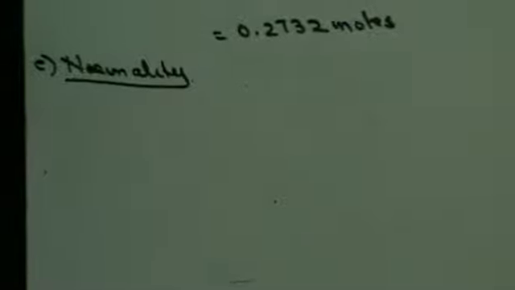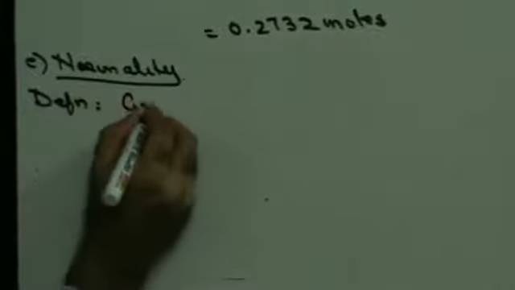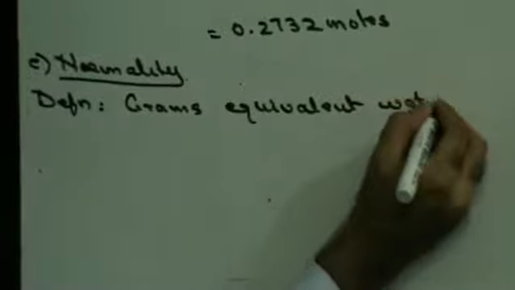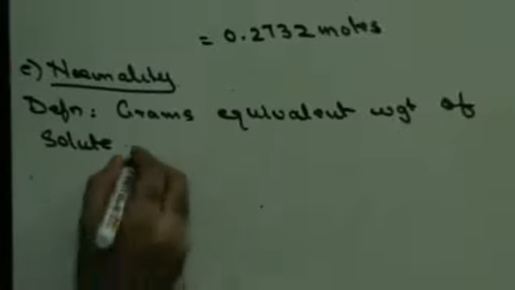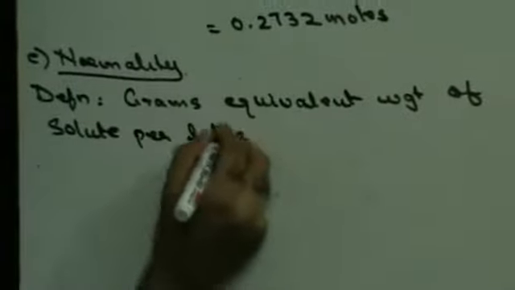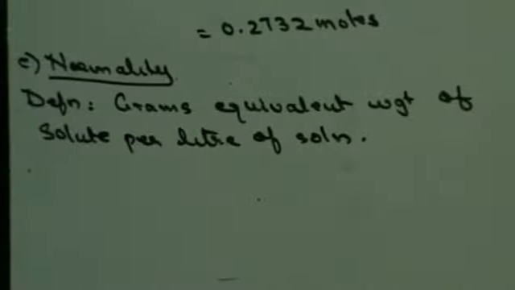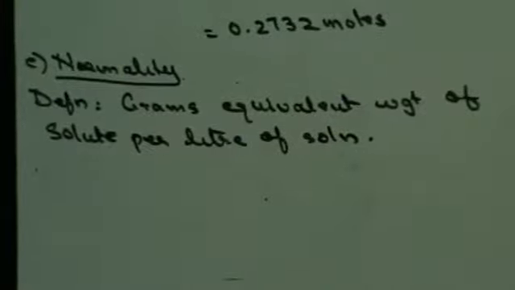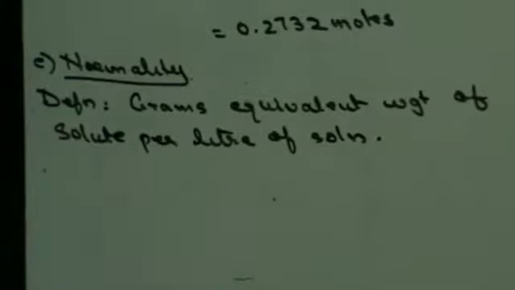Normality is nothing but the gram equivalent weight of solute per liter of solution. That is the definition of normality. Normality is gram equivalent weight of solute per liter of solution. Now I hope you all know what equivalent weight is. Equivalent weight is based on the number of replaceable hydrogen or hydroxyl ions present in the compound.